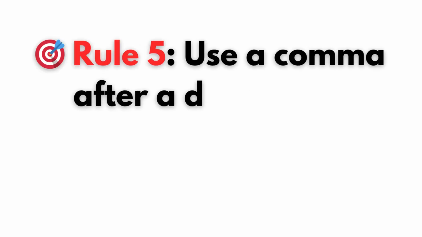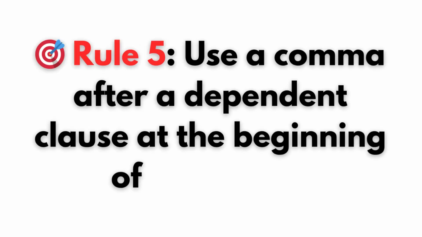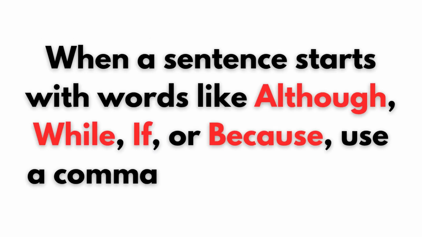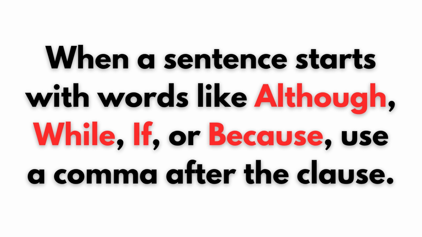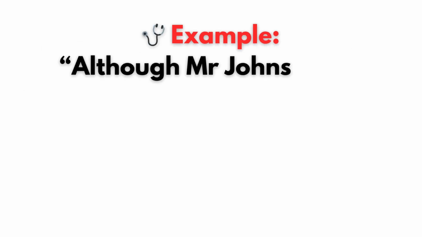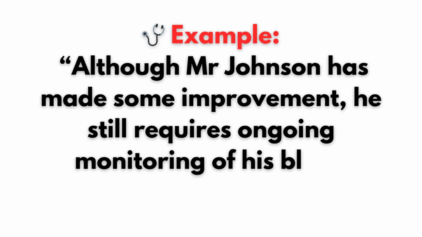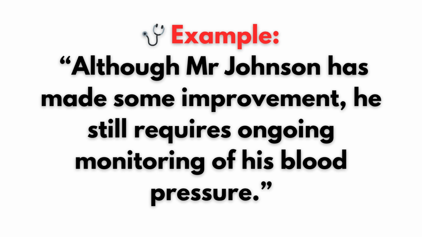Rule 5. Use a comma after a dependent clause at the beginning of a sentence. When a sentence starts with words like although, while, if, or because, use a comma after the clause. Example: Although Mr. Johnson has made some improvement, he still requires ongoing monitoring of his blood pressure.